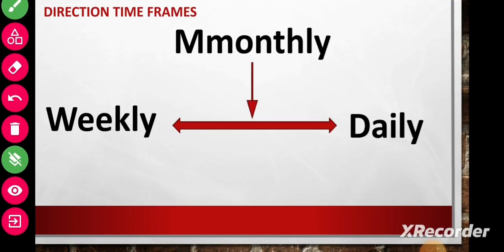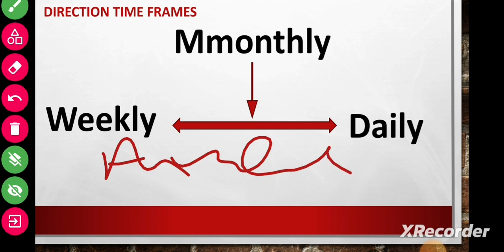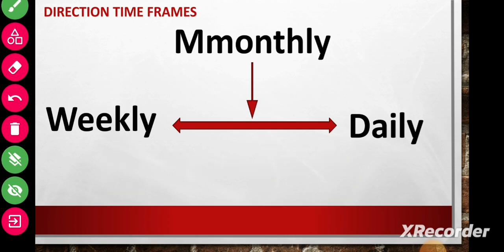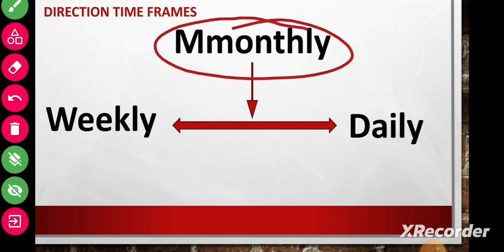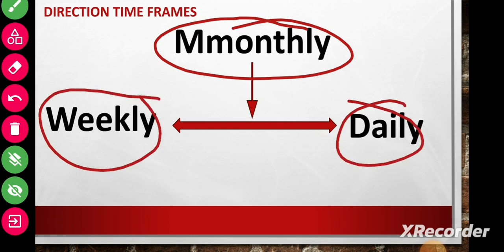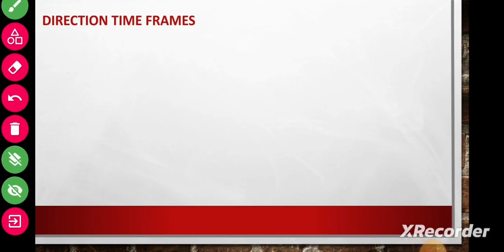In market direction, or what we call analysis time frames, this is also called the direction time frames. In all of these direction or analysis time frames, we have the monthly time frame, the weekly time frame, and the daily time frame. We use them to get the foundation of where the market is heading.